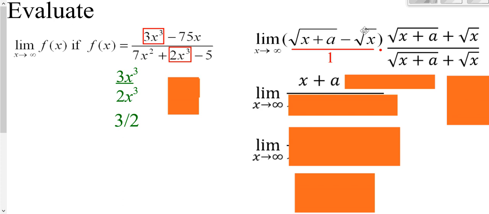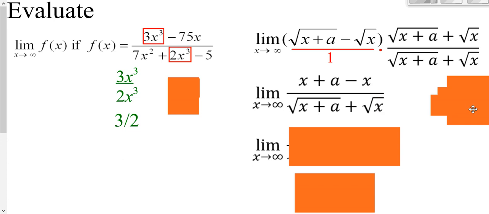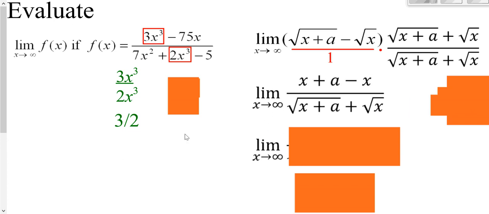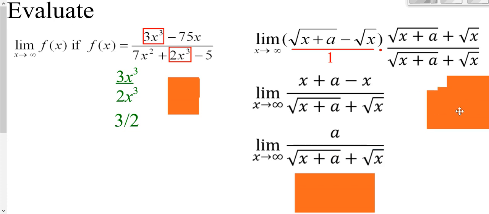Then you do your last terms. Negative root x times positive root x would be a negative x. The bottom is still just your conjugate. You'll notice on top here, your x's drop. One's positive, one's negative, so you just get this.